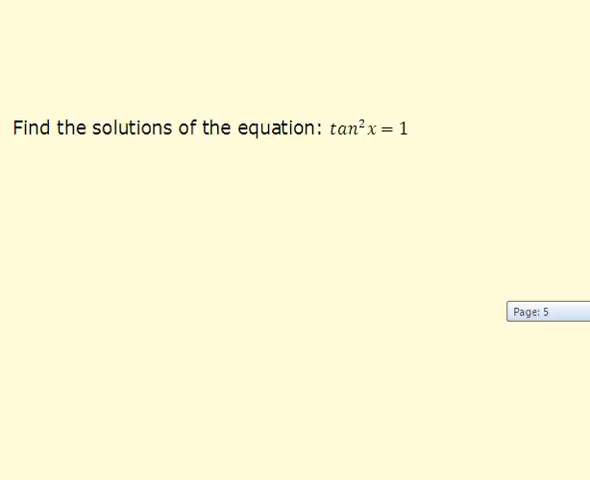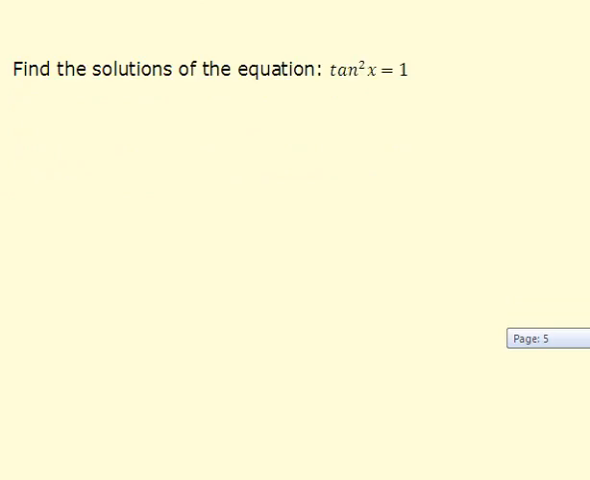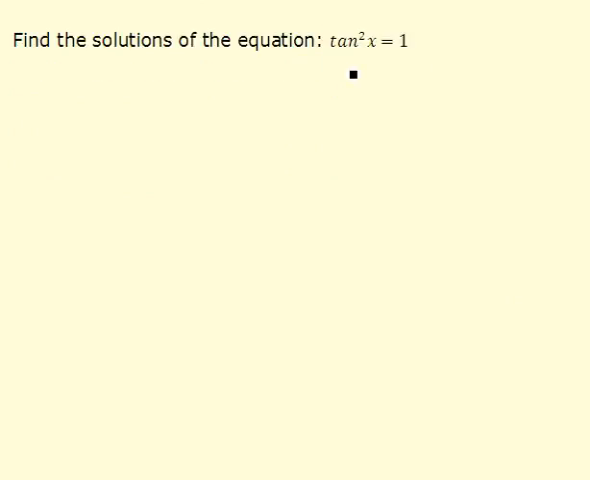In our next problem, we are asked to find the solutions of tangent squared x is equal to 1. We would recognize this in a couple of different ways. If we had the equation x squared is equal to 1, when we took the square root of both sides, x could either be a positive 1 or it could be a negative 1. Therefore, if we take that, we would see that in this case, either the tangent of x is equal to 1 or the tangent of x is equal to a negative 1.